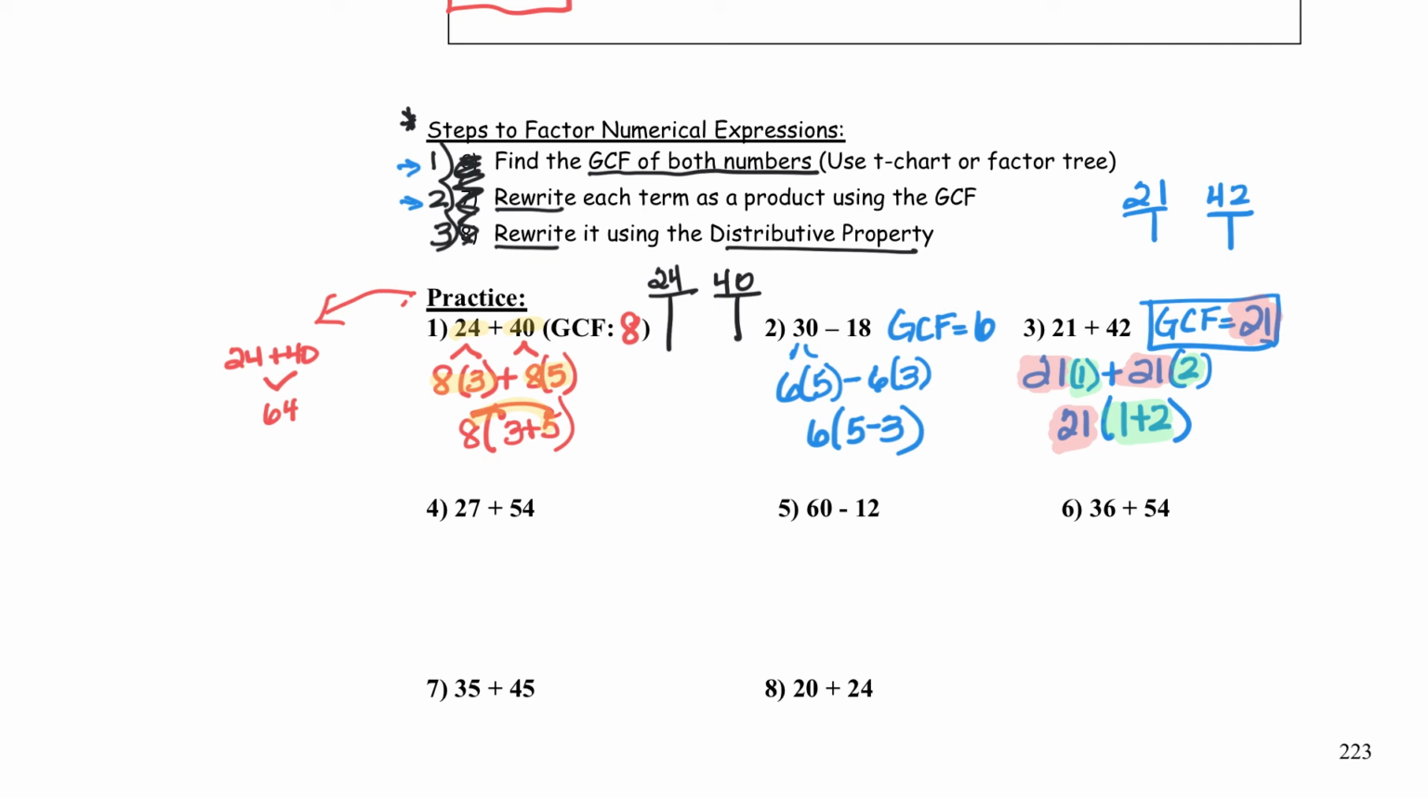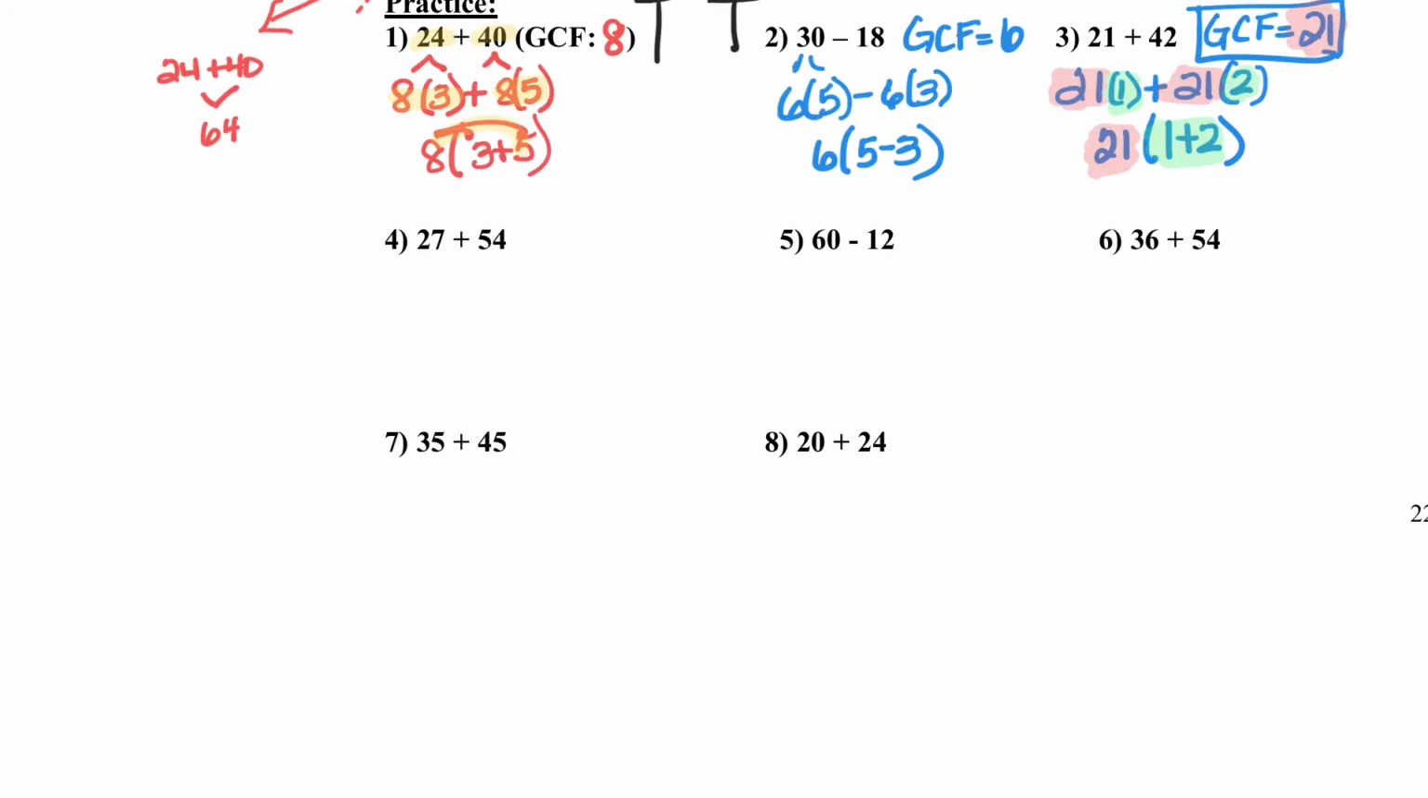Let's go down and look at number 4. Number 4, the first thing we're going to do is find the GCF. So the GCF of 27 and 54, be careful. Again, it happens. Oh my goodness. The GCF of 27 and 54 is 27. Pause the video, try it now, and see if you can finish this problem on your own. And the answer for number 4 was 27 times 1 plus 7.